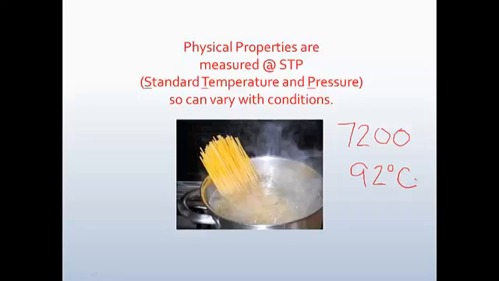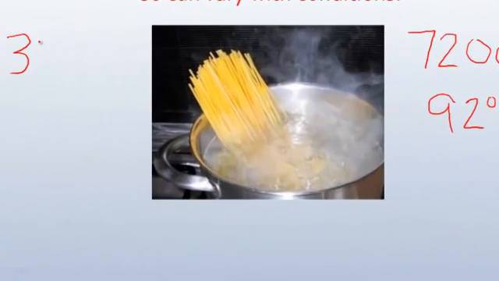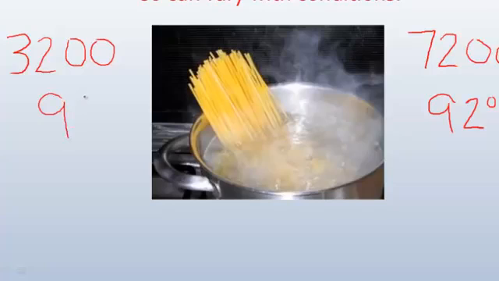Now if I make spaghetti in Lubbock, Texas, we are at, let's see, I think about 3,000 to 3,500 feet. Anyway, let's say 3,200 feet above sea level. So if I make spaghetti here, I hope we're not that hungry because it takes a little bit longer. The boiling point of water here is actually, I think, 97 degrees, something like that.